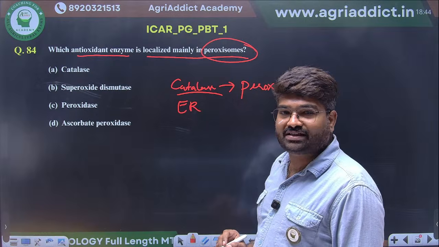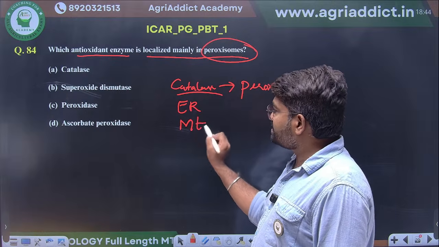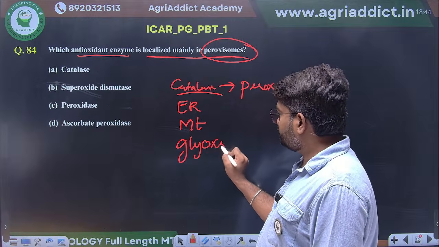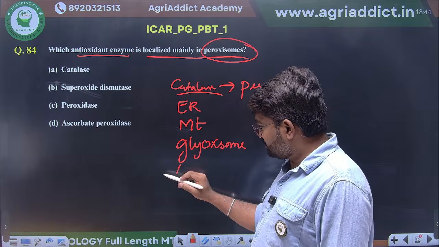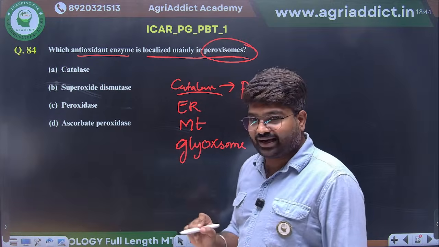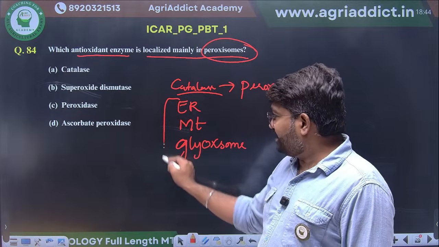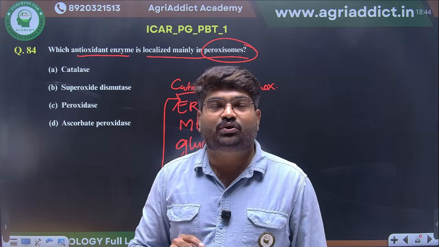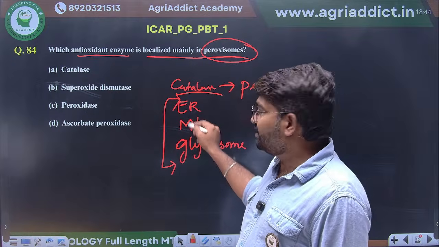Another example: can anyone tell what is the marker enzyme for endoplasmic reticulum? Marker enzyme for mitochondria? Marker enzyme for glyoxysome? Can anyone tell the marker enzymes for these organelles? Students, this is your homework. After this lecture, just go and see. This is one of the important questions. They can ask what the marker enzymes are for individual organelles.